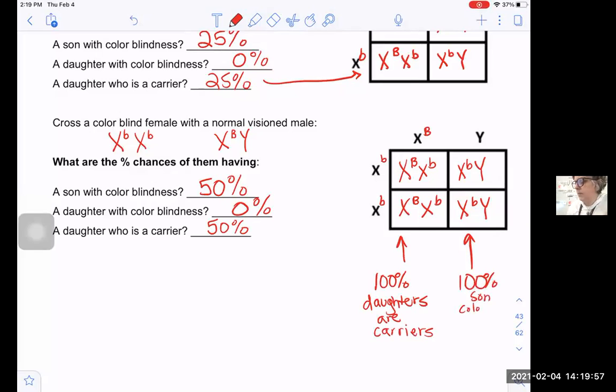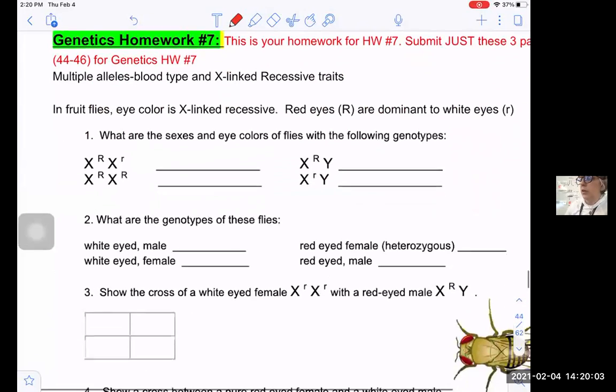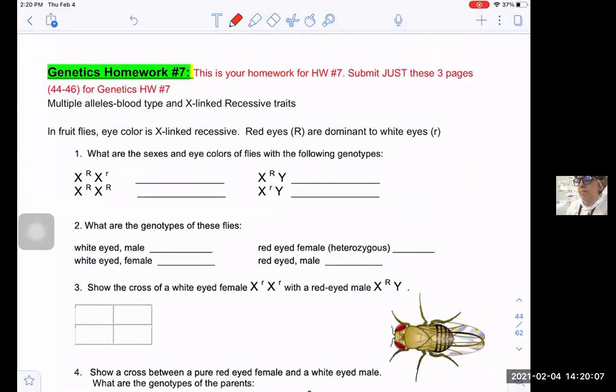All right, so that's all I have for you today. Your homework is going to be to do a couple examples of X-linked traits. So you're first looking at fruit flies, where eye color is X-linked recessive. So red eyes are dominant to white.